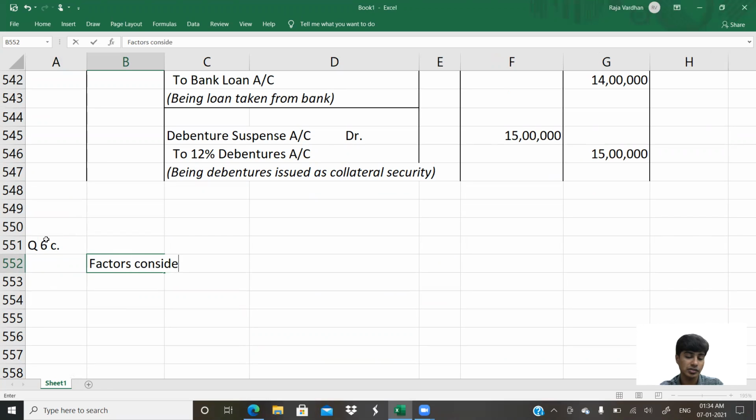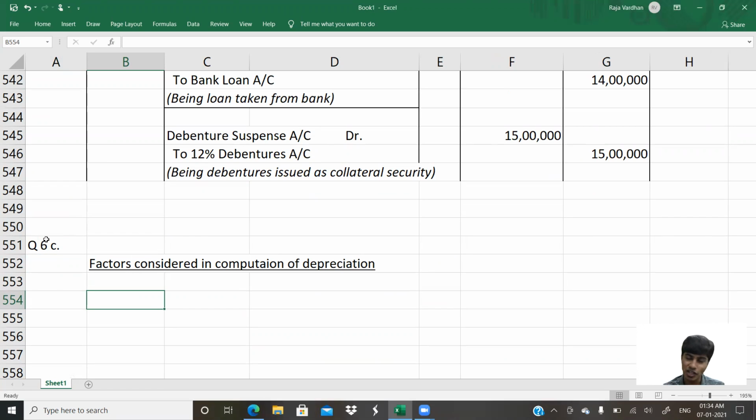Factors considered in computation of depreciation. Pretty simple. The depreciation computation formula is there, no? The items in that are the factors considered. Not all the items, only certain items which are considered.